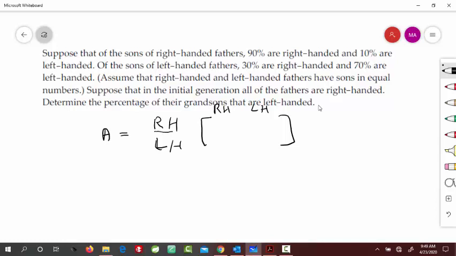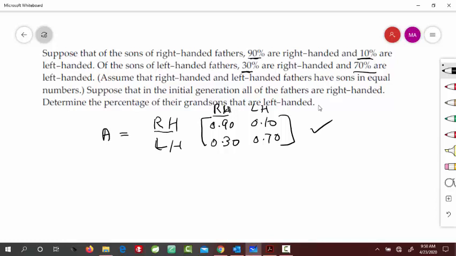If the father is right-handed, the son would be right-handed, right? So the chances are 90%, so we would plug in 0.90, and then the sons are left-handed, the chances are 10%, so 0.10. Similarly, if the fathers are left-handed, 30% chances their son would be right-handed, so 0.30, and 70% chances that the son would also be left-handed. So this is the transition matrix, our A.